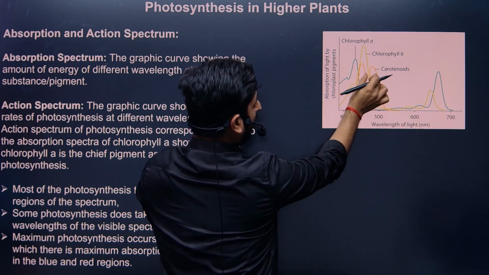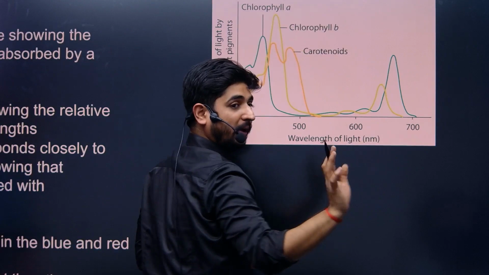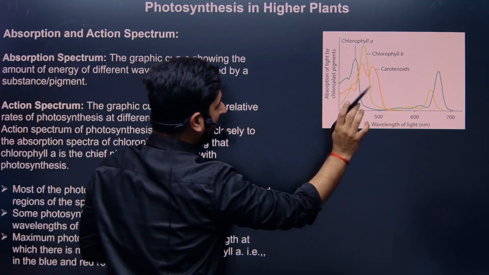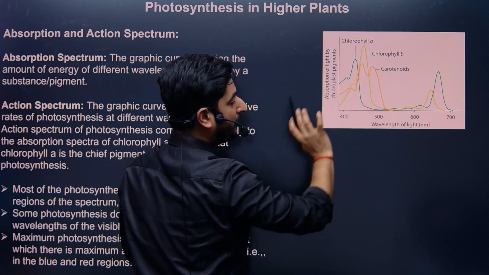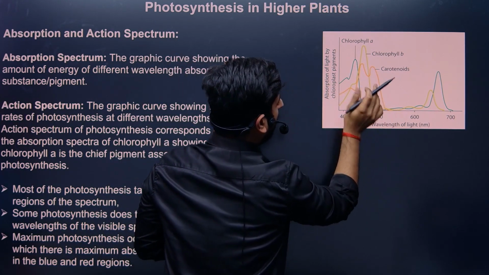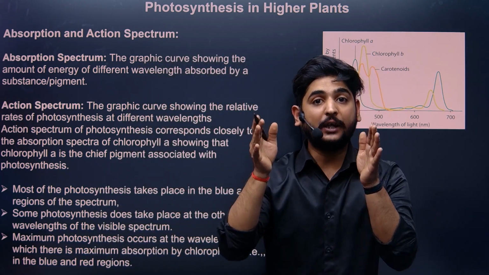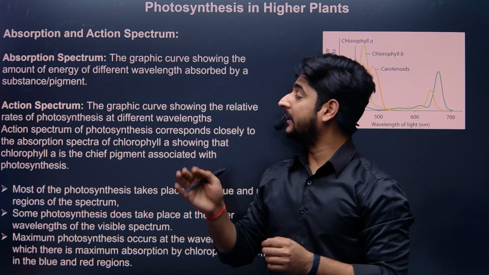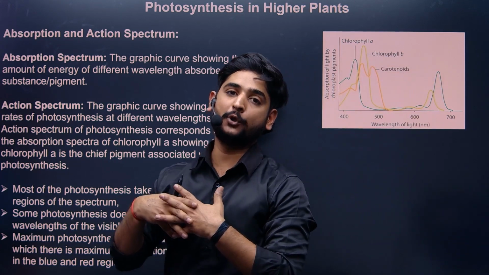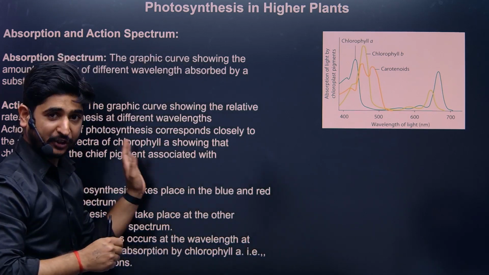But if you look at carotenoids, after this particular point, chlorophyll A is not absorbing any light. After this particular point, chlorophyll B is not absorbing any light. But still, for this range, carotenoids are absorbing. So this is the function of antenna molecules. They trap light that comes in the range that is outside the collective absorbance range of chlorophyll A and chlorophyll B.